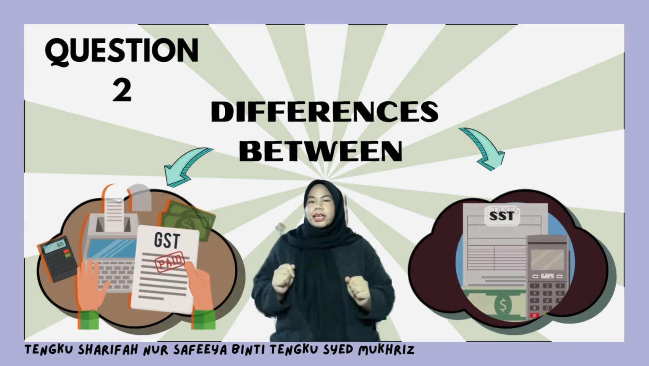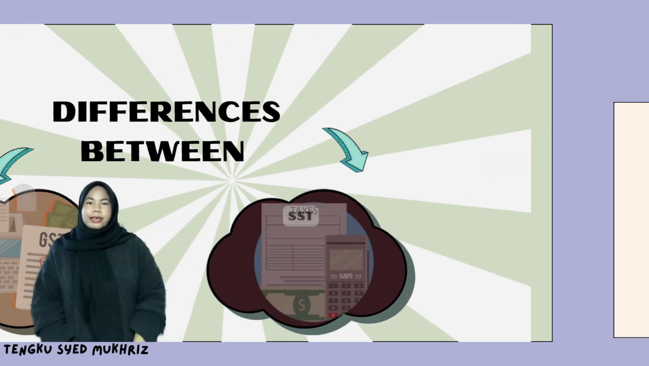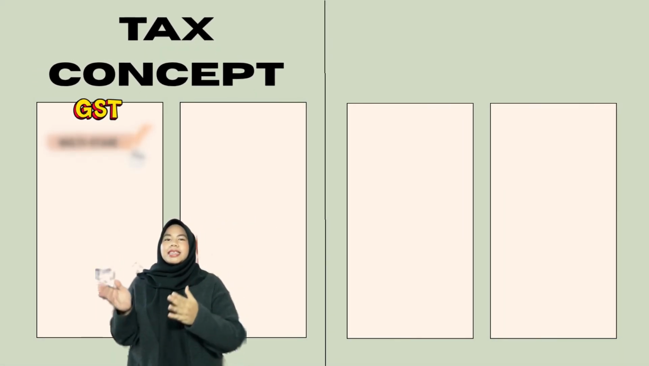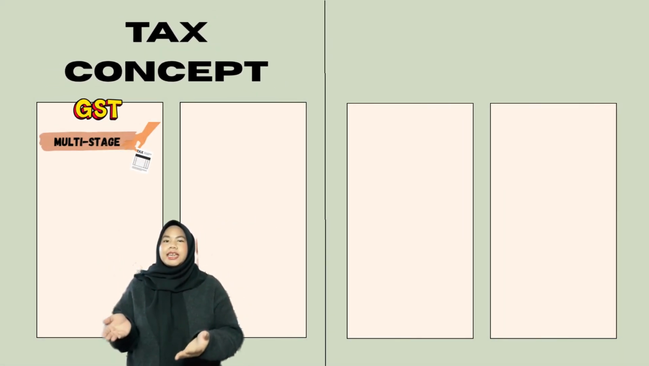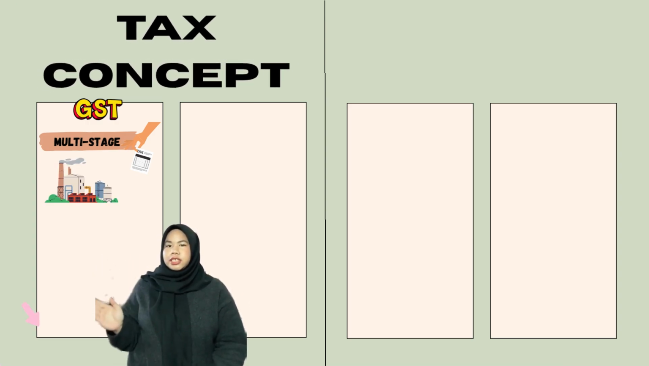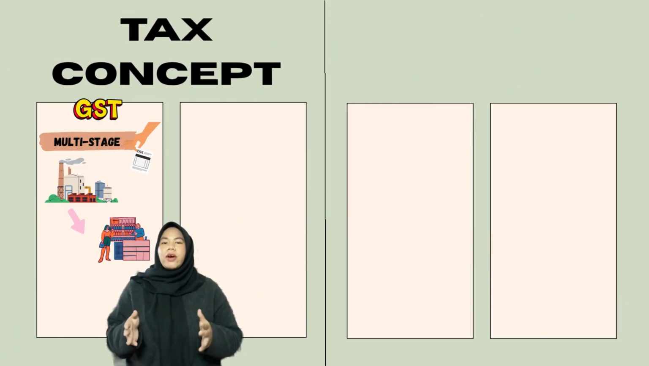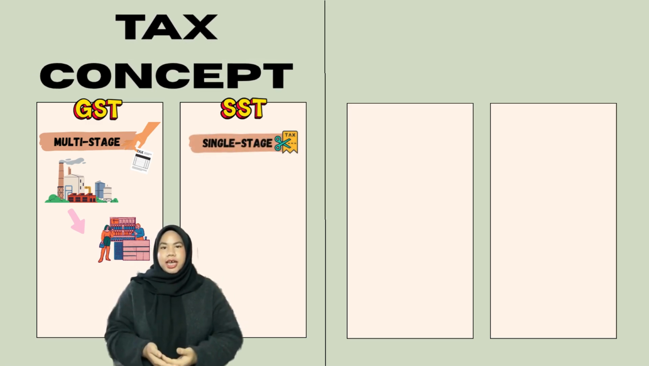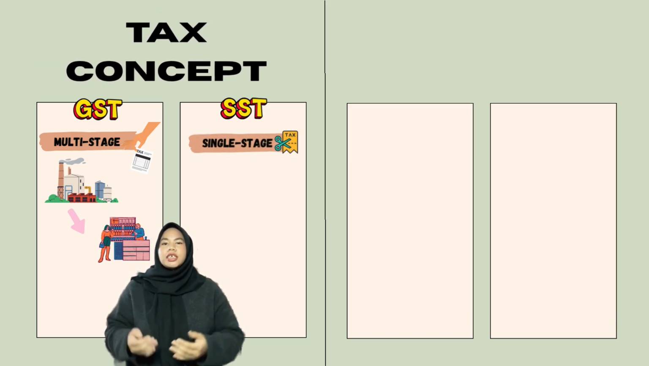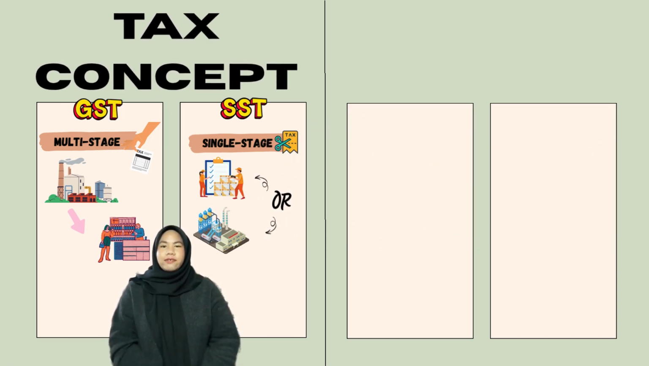As for the second question, I will explain the differences between GST and SST. Both are indirect taxes applied on goods and services, but they work very differently. First, GST is a multi-stage tax, which means it is charged at every stage of the supply chain, from manufacturer to retailers, but businesses can claim input tax credit. Meanwhile, SST is a single-stage tax, where tax is only charged once, usually at the manufacturer or service provider level.